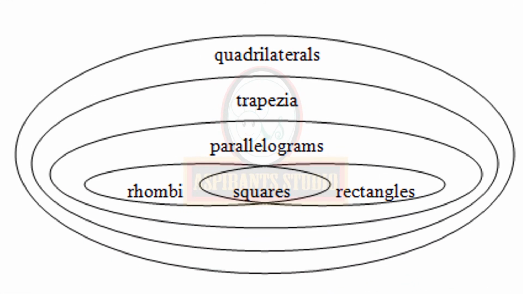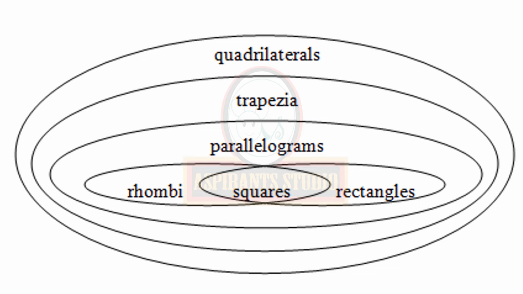Now look at this Venn diagram. In algebra, you have learned Venn diagram, so it is easy for you to understand. The plural of trapezium is trapezia, and plural of rhombus is rhombi. So you can see under types of quadrilaterals we have trapezium, parallelograms, rhombus, squares and rectangles.